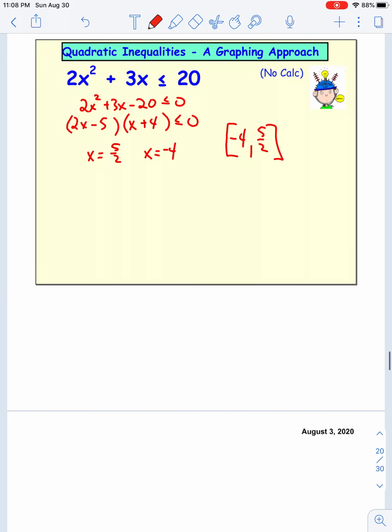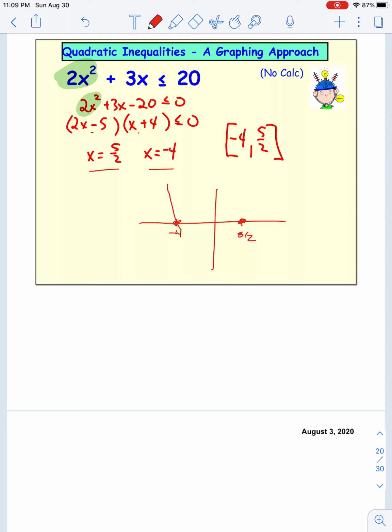The next one, we have the same type of deal. We got to bring the 20 to the other side. We get the quadratic, and we factor it. This time it's less than or equal to 0. We know that it's going to cross the x-axis at 5 halves and -4. And so we go, here's -4, and here's, let's say, 5 halves or 2 1/2. We know once again, because that's 2x squared, it's a positive leading coefficient. The graph is a parabola that opens up.